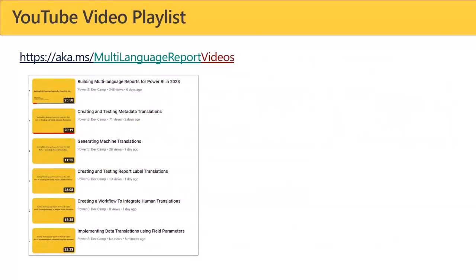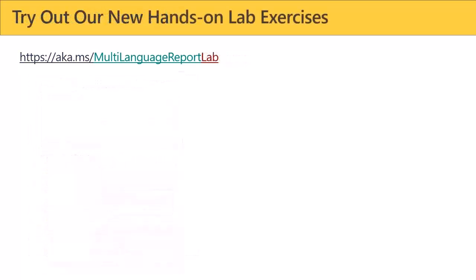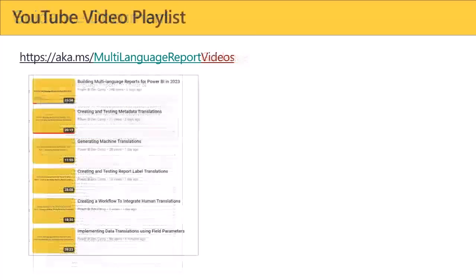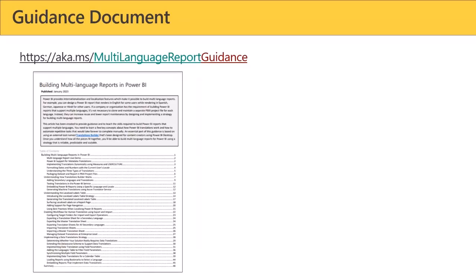Okay, now let's end this first section. I want to point you to a couple resources right here. So here are all those URLs you talked about, Scott. Look at this pattern: HTTPS, aka.ms, multi-language report videos, multi-language report guidance, multi-language report labs. The videos is just a video playlist, much like what we have here, but 3 hours of content instead of 1 hour. Also, for those of you that like deep technical documents, we have this guidance document right here that's going to go through the same material.